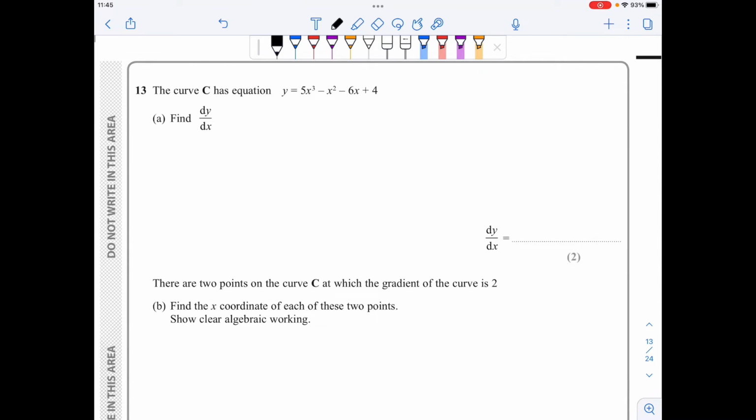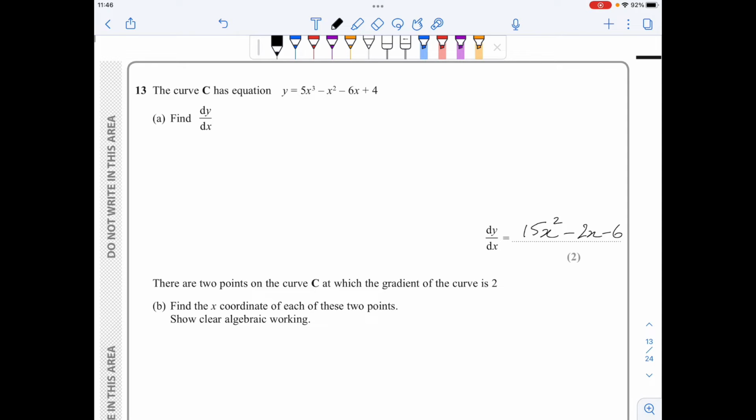Question 13. To differentiate, I will multiply the coefficient with the power. So we have 15x, and then we reduce the power by 1, so I get squared, minus, then note here the coefficient is 1, so 1 times 2 is 2. I've got 2x to the power of 1, no need to put it, and then x here has a power of 1, so minus 6 times 1 is 6, x to the 0, so this is 1, plus 4, which becomes 0, so this is my answer for part A.